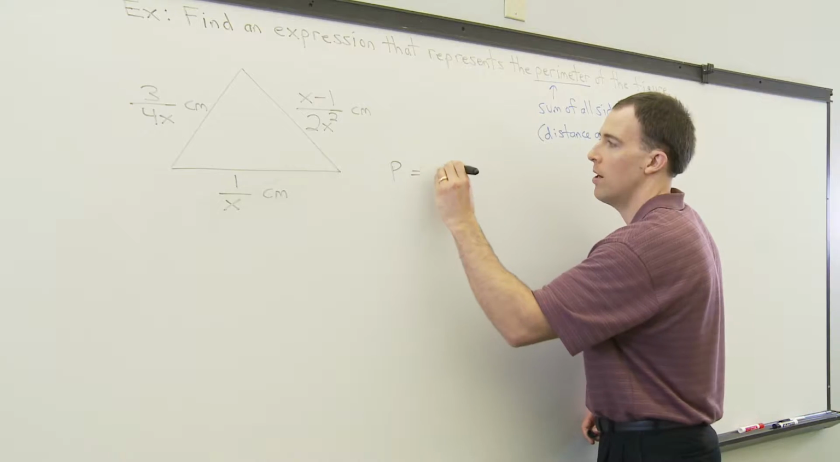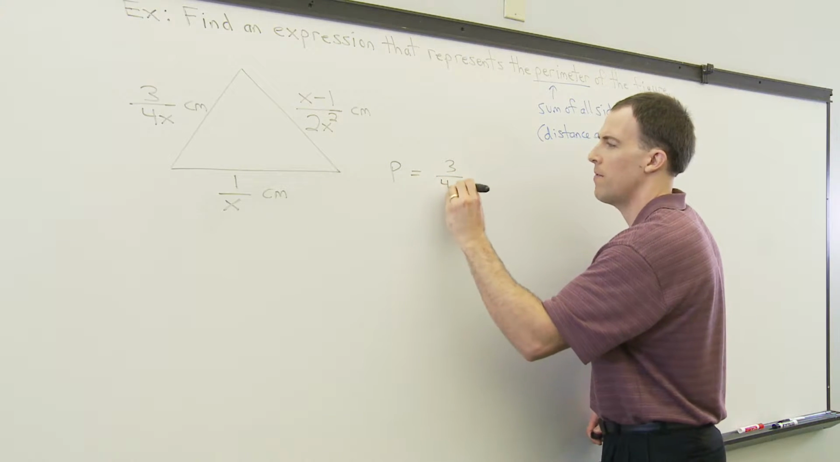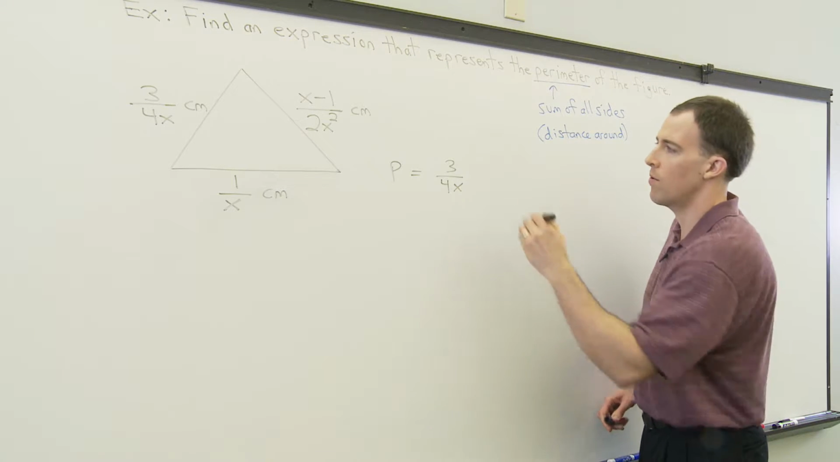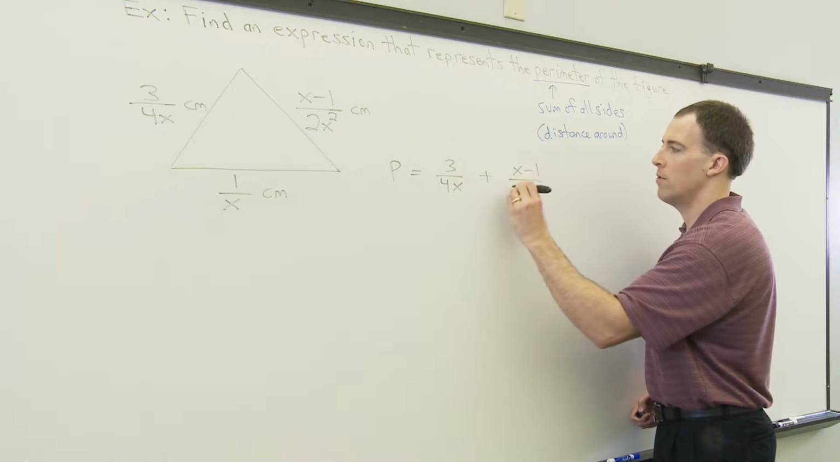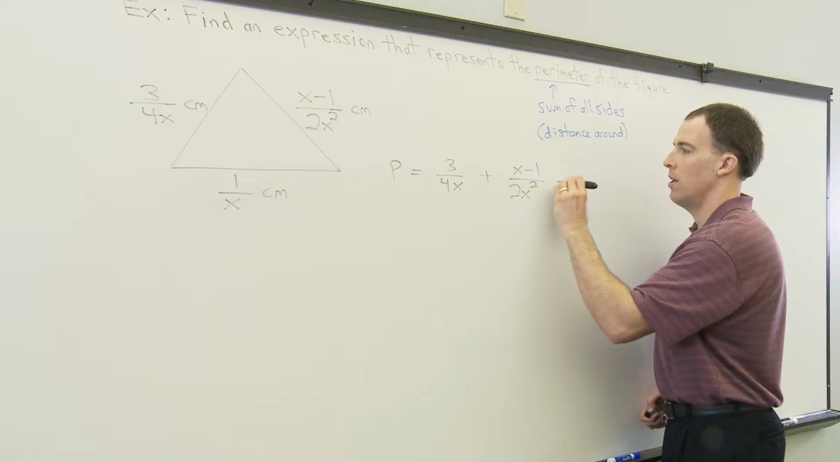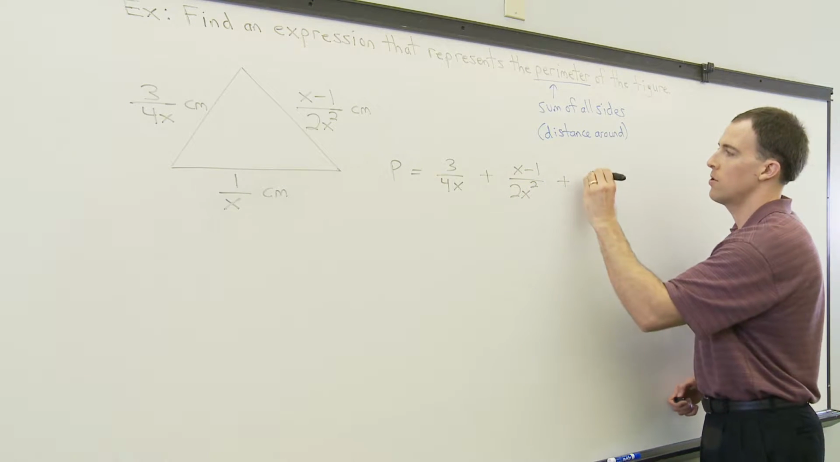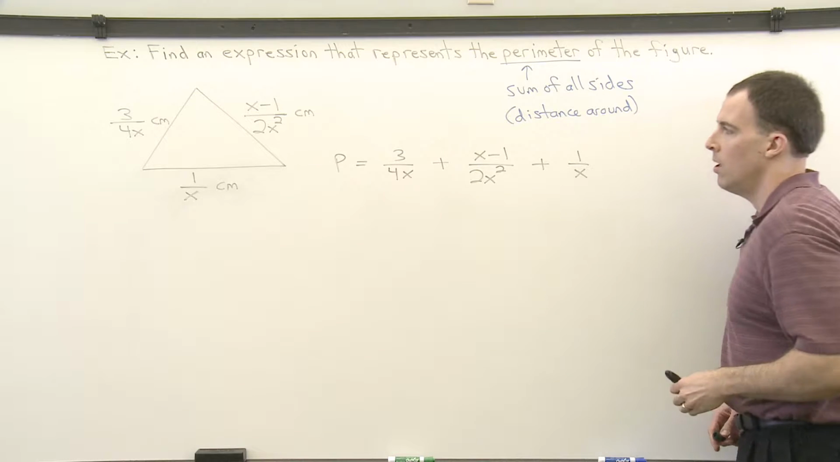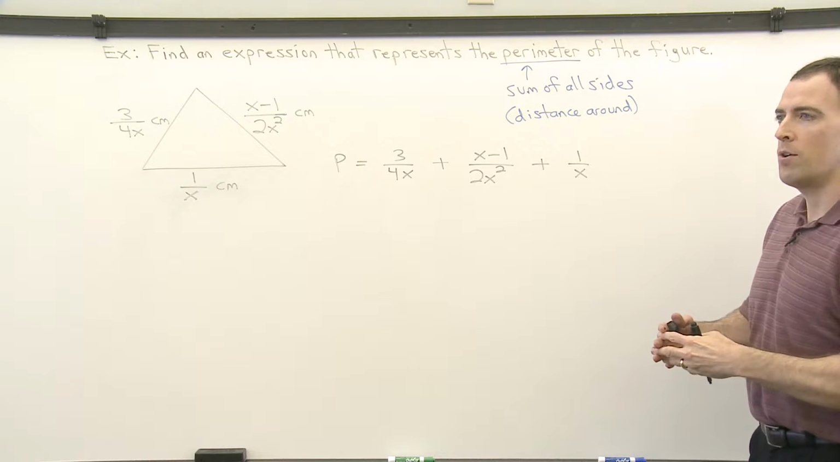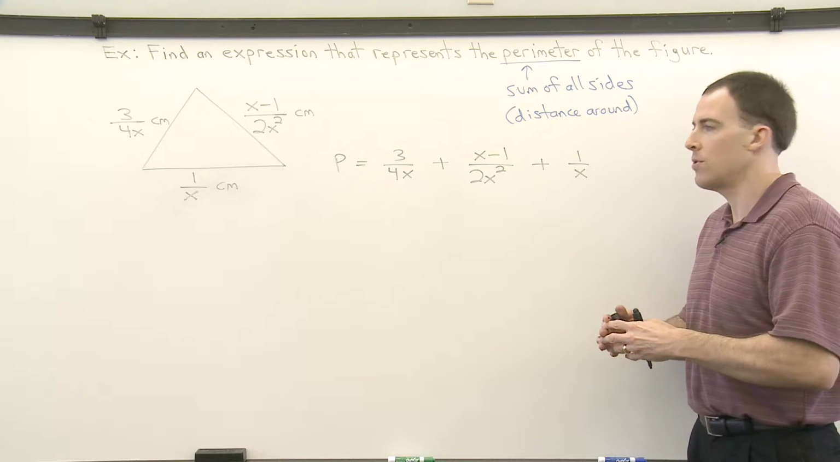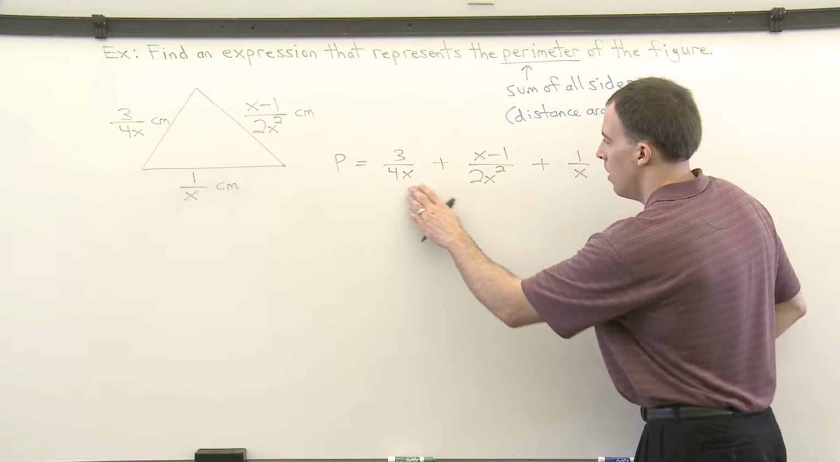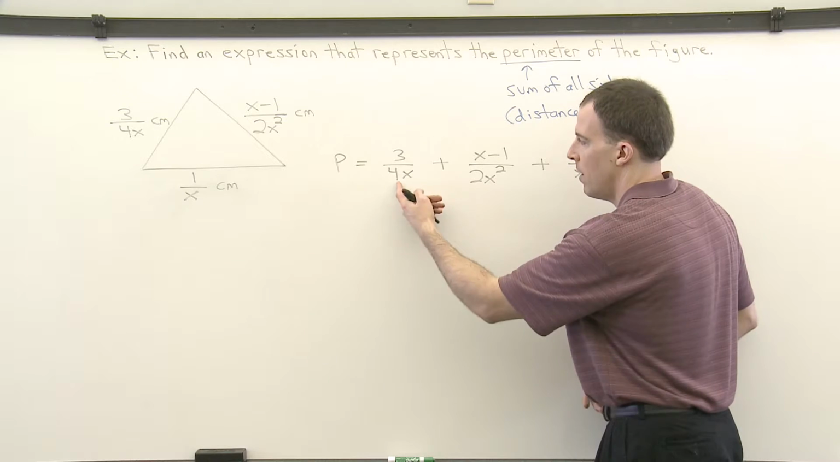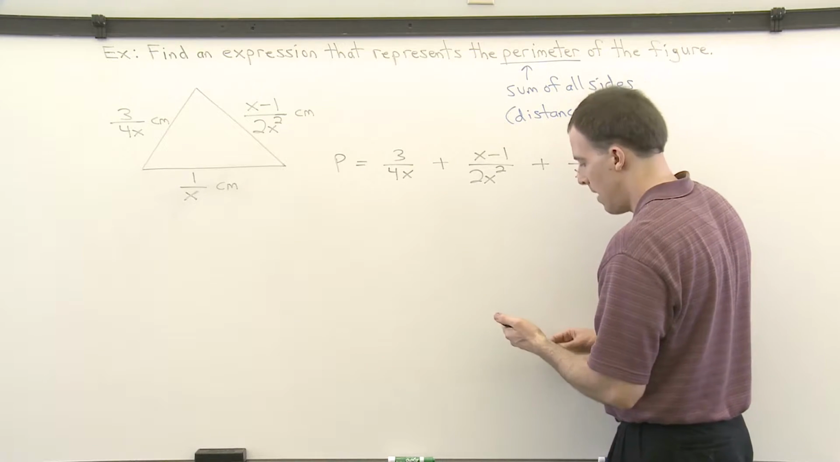Perimeter is 3 over 4x. I'm going to leave off the centimeter units until the end. So 3 over 4x plus x minus 1 over 2x squared, and then plus 1 over x. We need to get a common denominator, as always, with adding or subtracting rational expressions. Looking at our three denominators, none of them can be factored other than potentially factoring 4 as 2 times 2 if we want to do that.